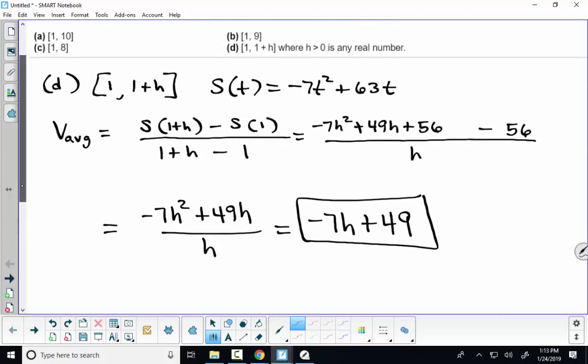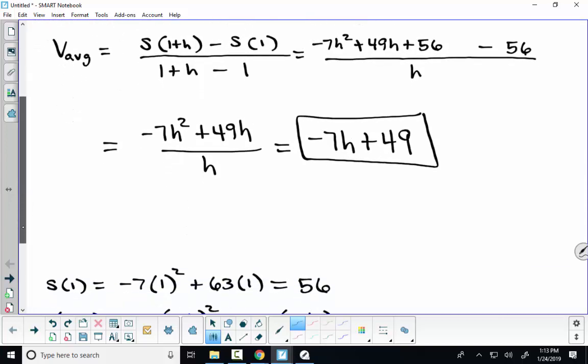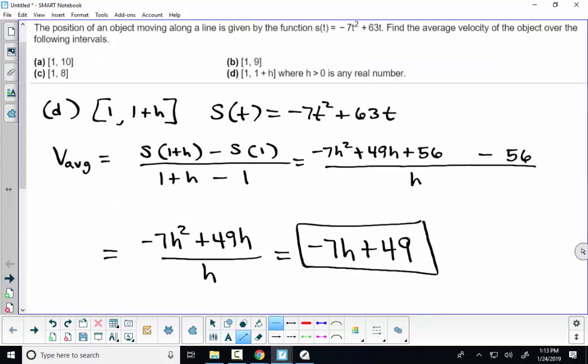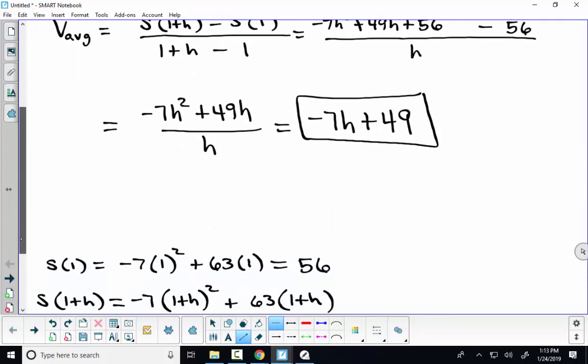So if we go, let's say, part A, for instance. I don't know why it does that.